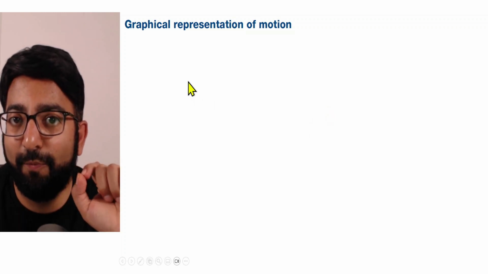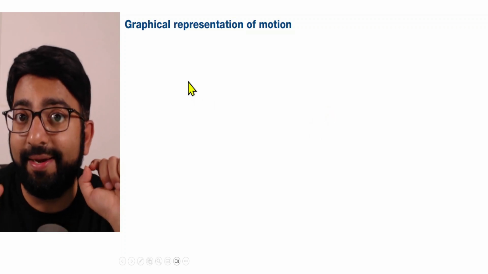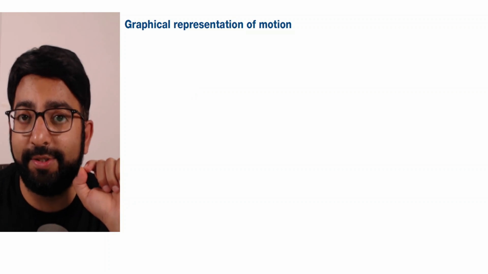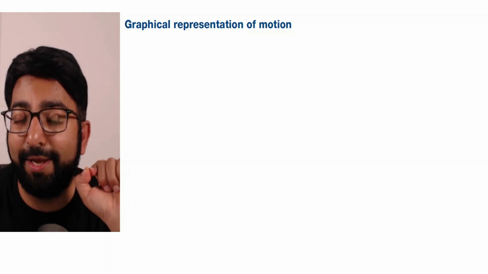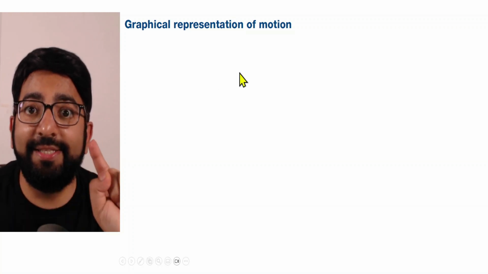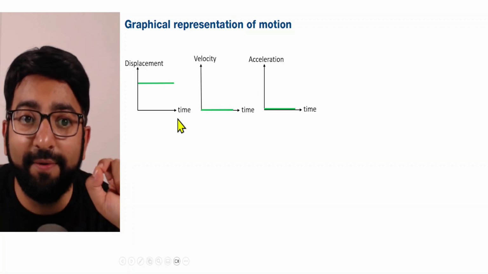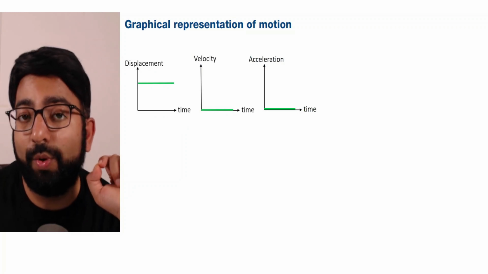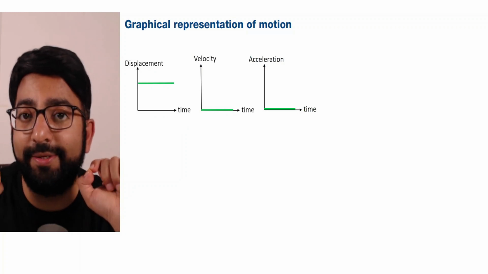Graphical representation of motion. So we will be dealing with three types of graphs basically in the entire chapter. It will be displacement time, velocity time, and the acceleration time graph. Let's start with the first example. So if the graphs look like this, what will be the type of motion which the particle is undergoing?